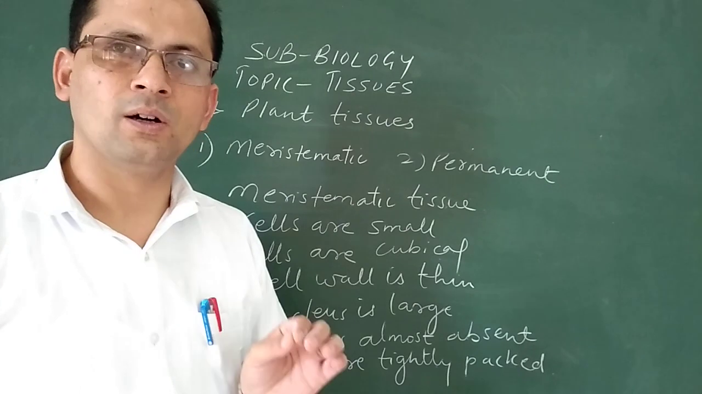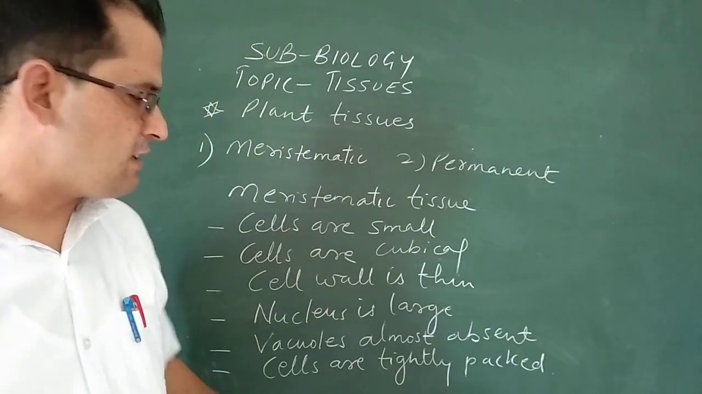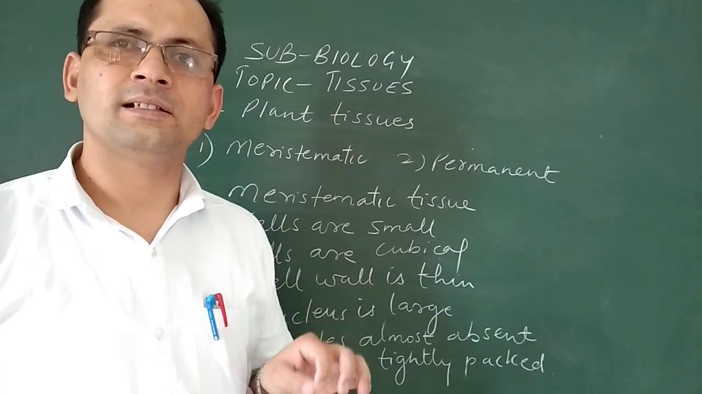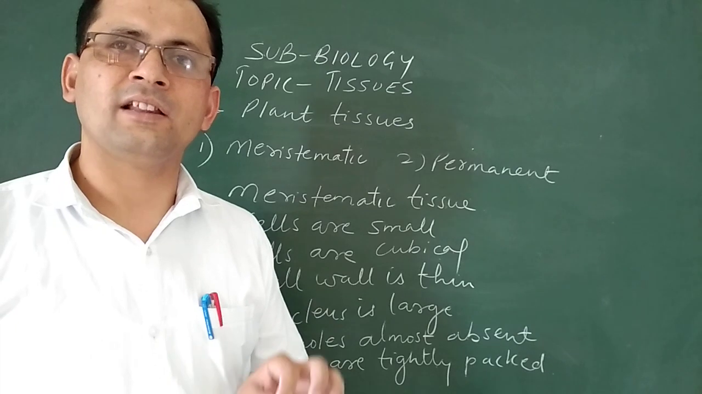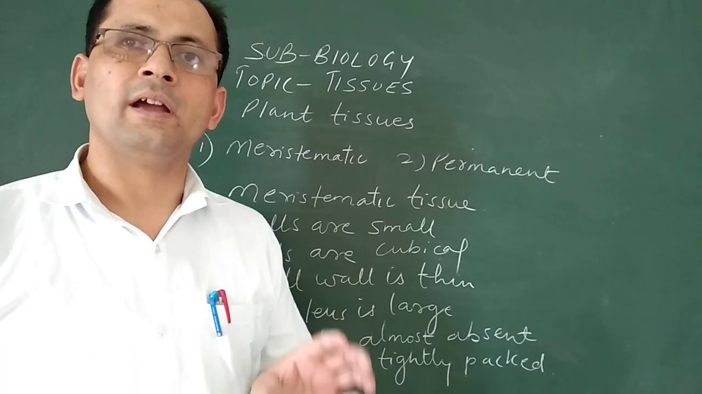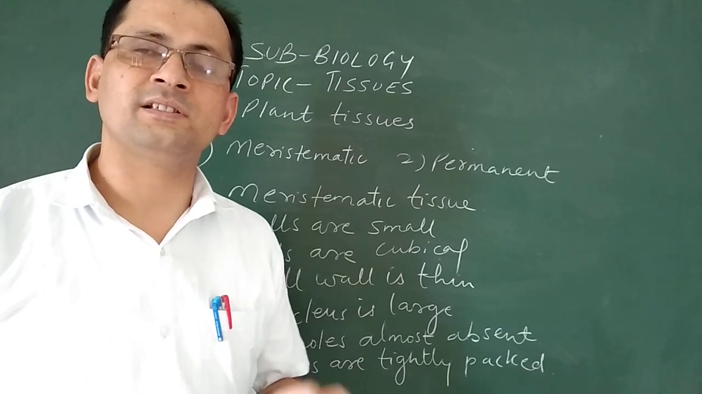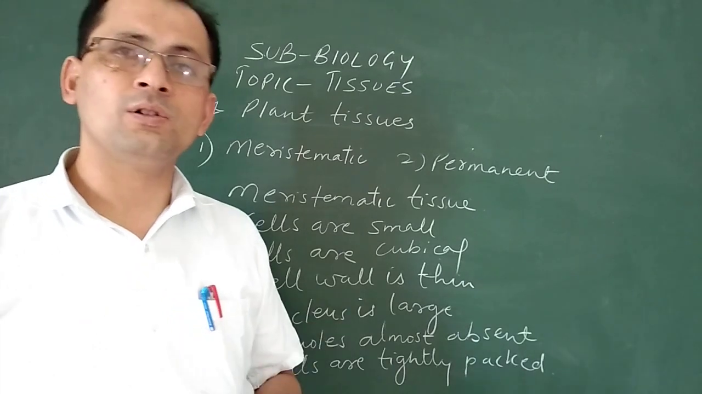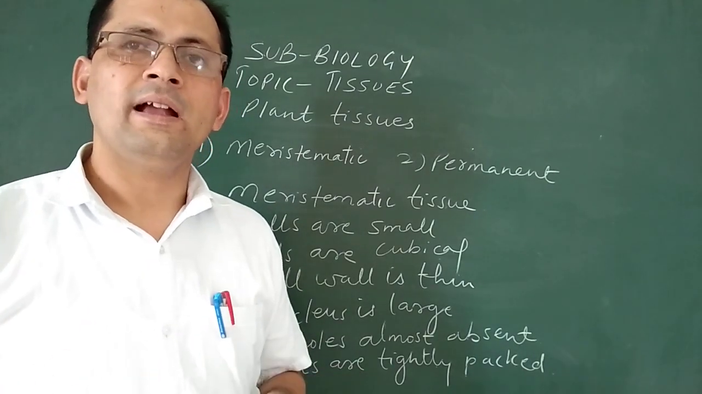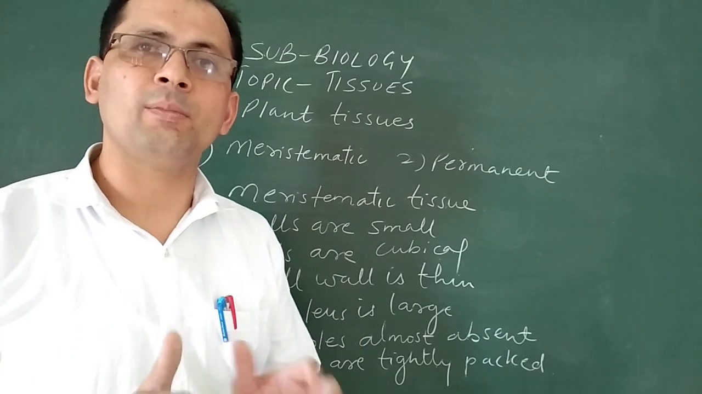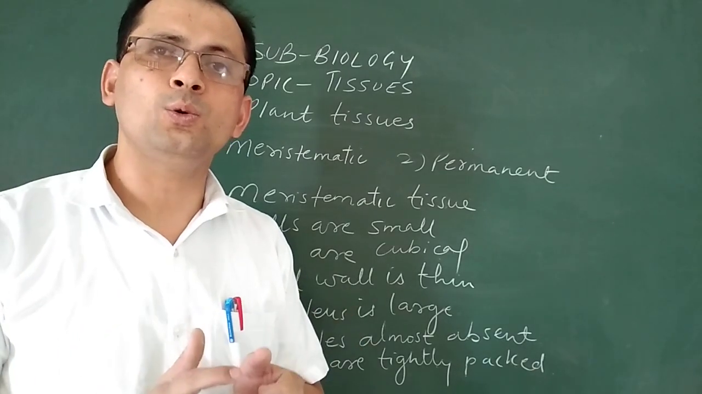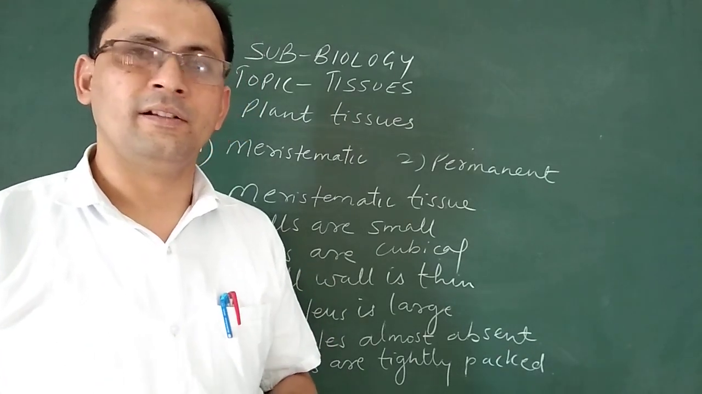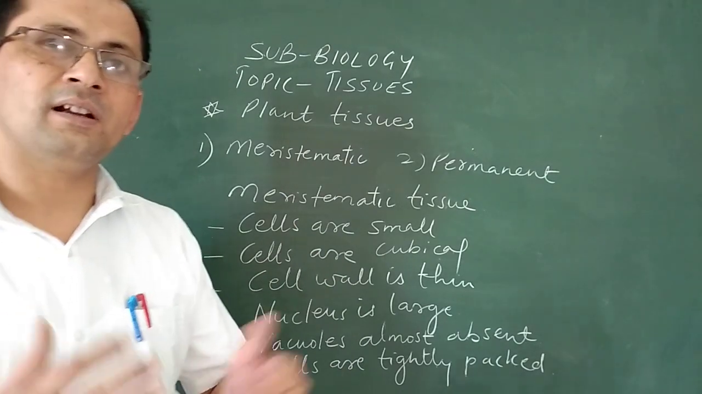Thin means patli. Then the nucleus is large and vacuoles are almost absent. The nucleus in these cells is large, and the vacuoles, as I told you in the cell chapter also, are the clear spaces which are present inside the cell. So in the case of meristematic tissue, the vacuoles are almost absent. And the cells are tightly packed. It means the space between two cells is absent. Intercellular spaces are absent.